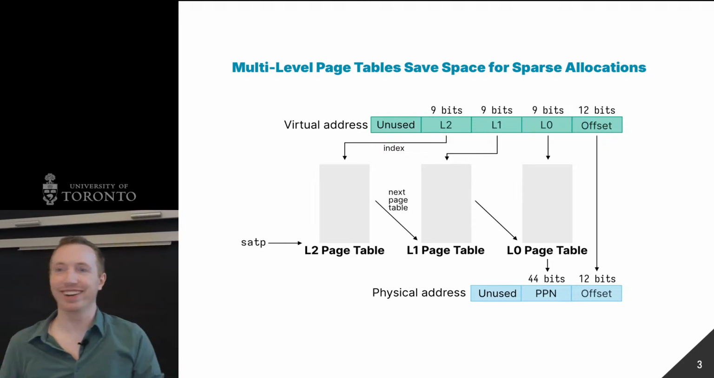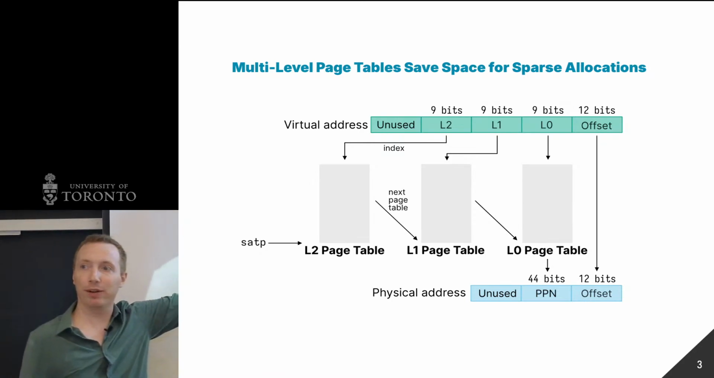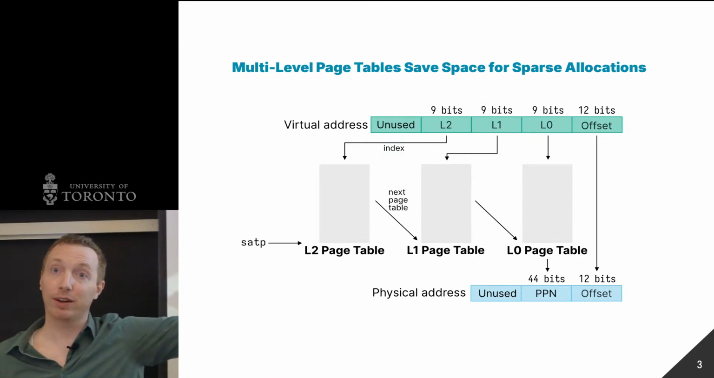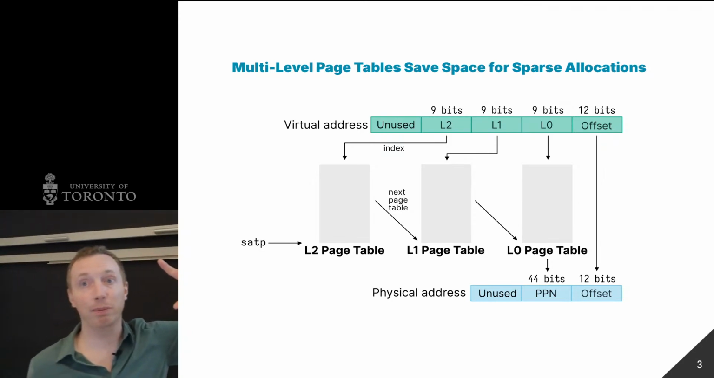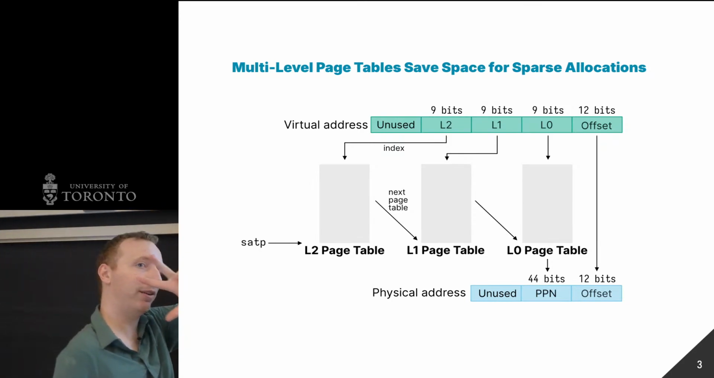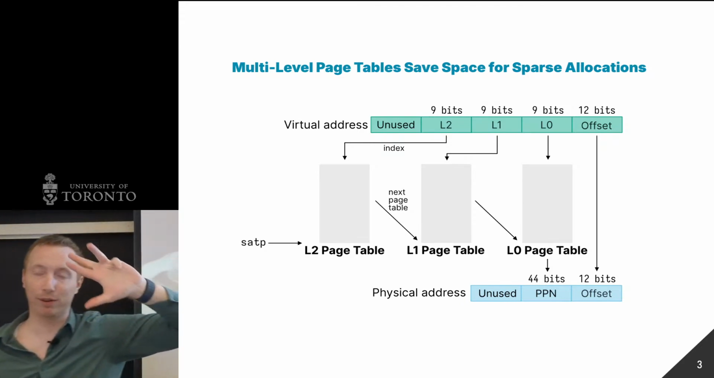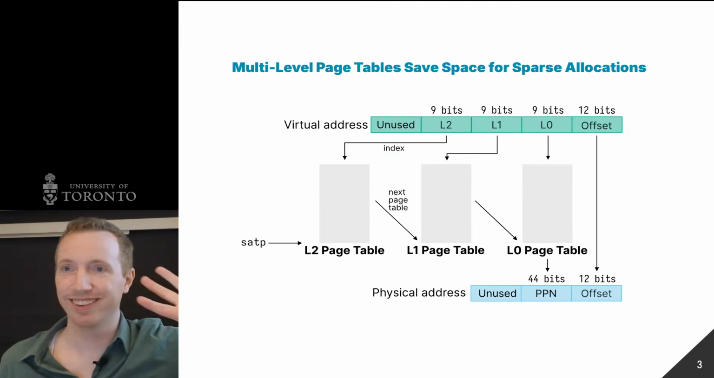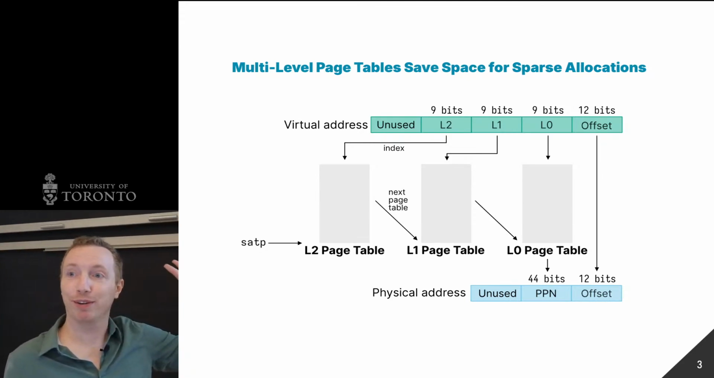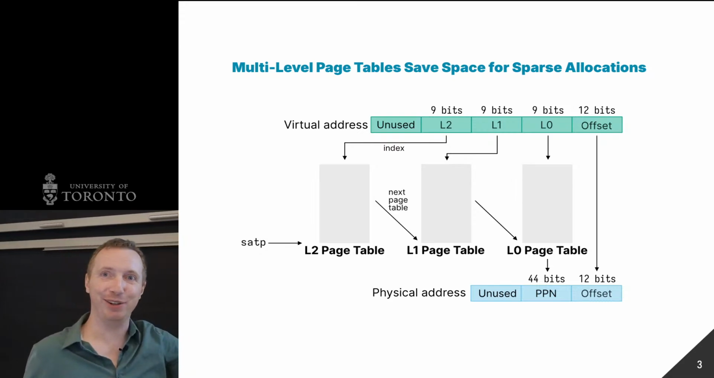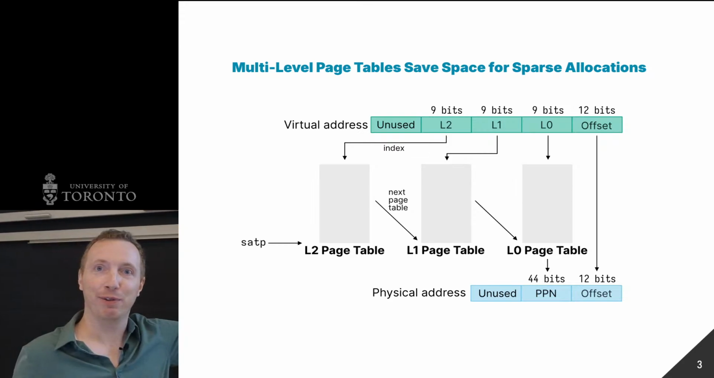4, right? So I have to look up the entry in the L2 page table, that's a memory access. Look up the entry in the L1 page table, that's a memory access. Look up the entry in the L0 page table, that's a memory access. And then my original memory access once I have the physical address, 4. So remember, one of our goals was that this should be as fast as using physical memory, and so far, I have made it 4 times slower.